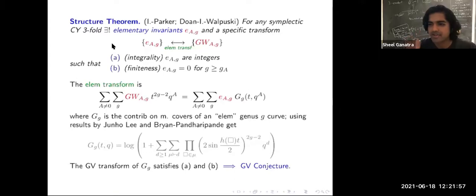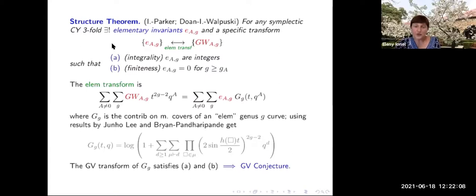I had one question about the consequences of finiteness for the original GW invariants. Does that imply that for g sufficiently large, everything's a multiple cover or something like this? Okay, so maybe I'll say what we can prove. It doesn't imply that the Gromov-Witten invariants vanish, but it implies that this elementary invariant vanishes for large g. And that's a very good question.